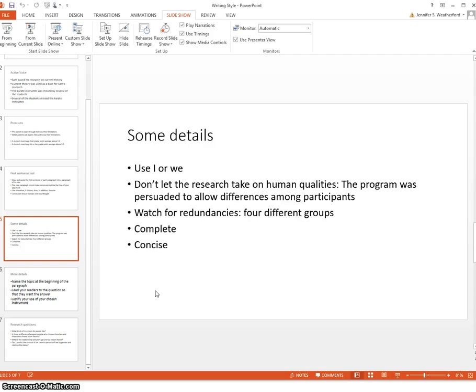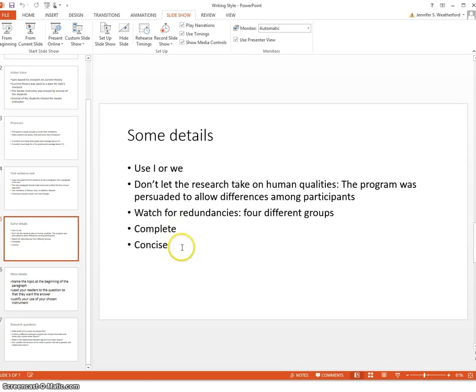Don't let the research take on human qualities. And I do this too. Like, the program was persuaded. Well, you can't persuade a program, so be careful. The leaders of the program were persuaded, right? Or the authors of the program, but the program itself can't be persuaded. It's not human. Watch out for redundancies. Gosh, I do this too. Four different groups. Well, the reason that there are four is probably because they're different.